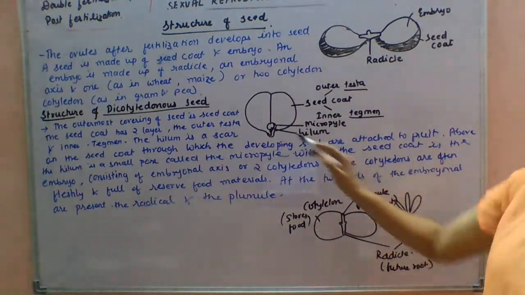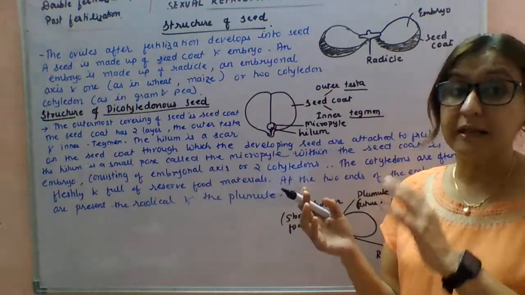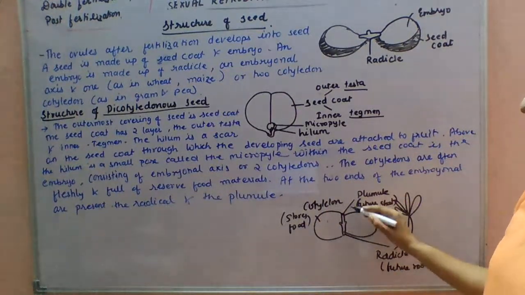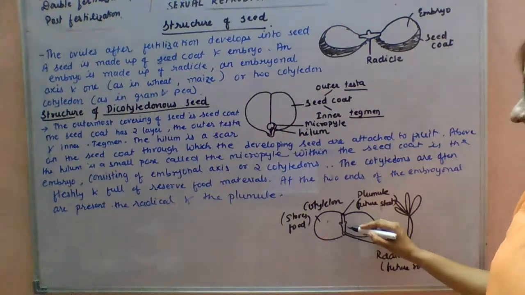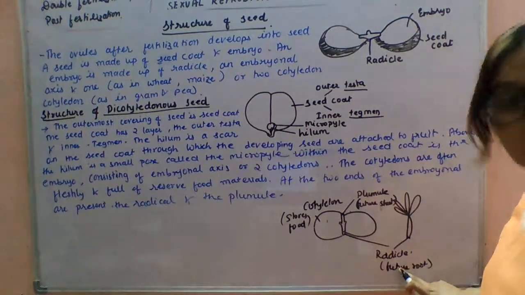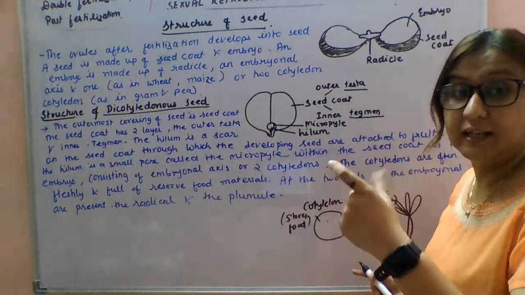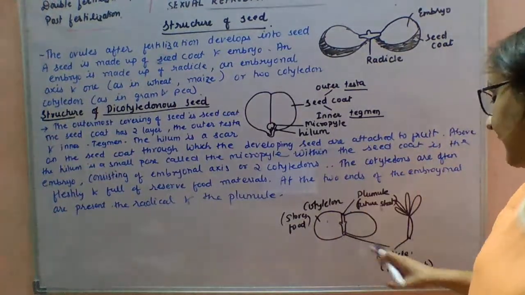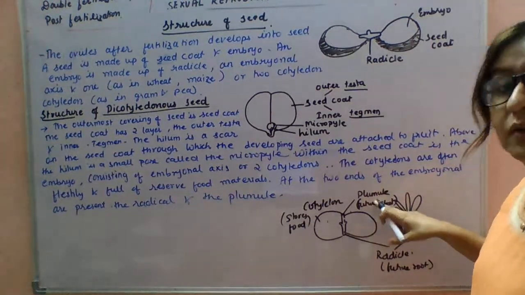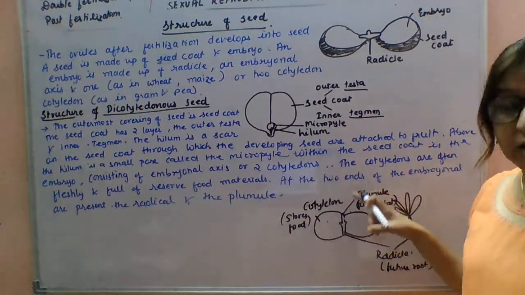The cotyledons are often fleshy and are a reserve of food materials. Cotyledons are basically meant for the storage of food, and at the two ends of the embryonic axis are the radicle and the plumule. The radicle gives rise to the future root, and you can remember it this way: R for radicle and R for root. So the radicle will give rise to the future root, and the plumule gives rise to the future shoot.